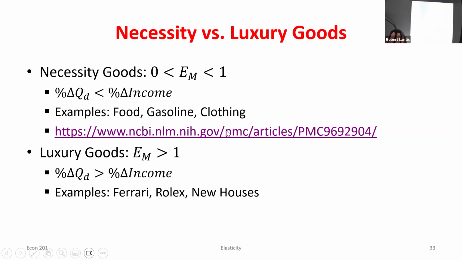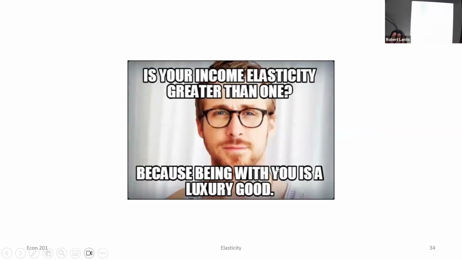Okay. So is your income elasticity greater than 1? Because being with you is a luxury good. There's a cheesy meme to remember that income elasticity being greater than 1 tells us that's a luxury good.